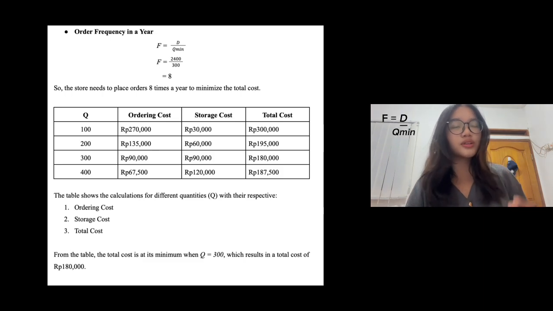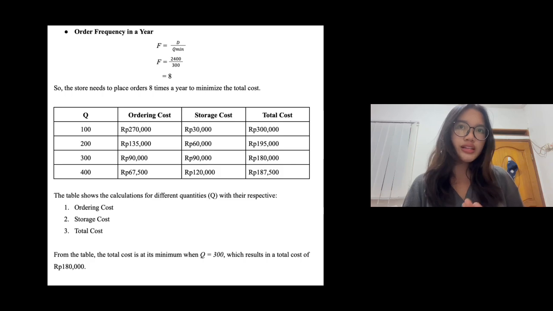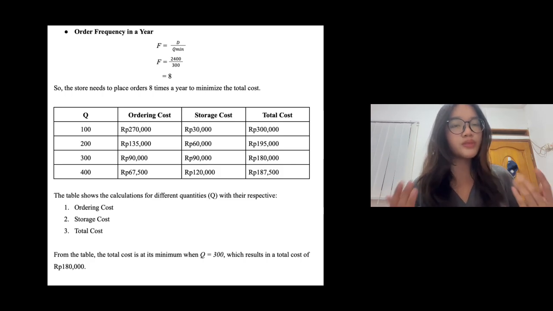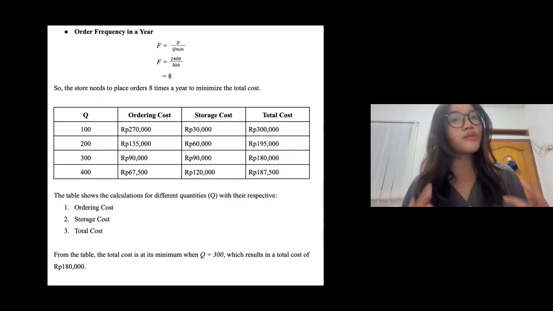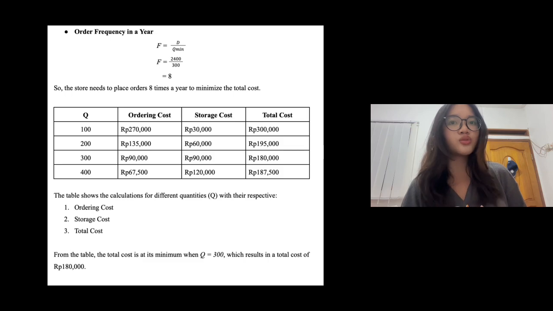So F equals D by Q min, F equals 2,400 by 300 equals 8. So the store needs to place orders 8 times a year to minimize the total cost. The table shows the calculations for different quantities with their respective costs: number 1 is ordering costs, number 2 is storage costs, and number 3 is total cost. From the table, the total cost is at its minimum when Q equals 300, which results in a total cost of 180,000 rupiah.